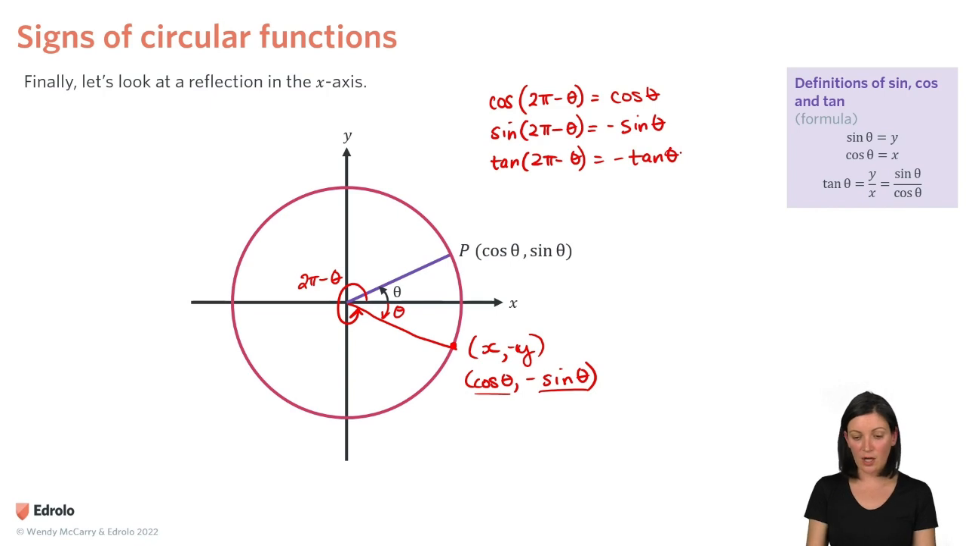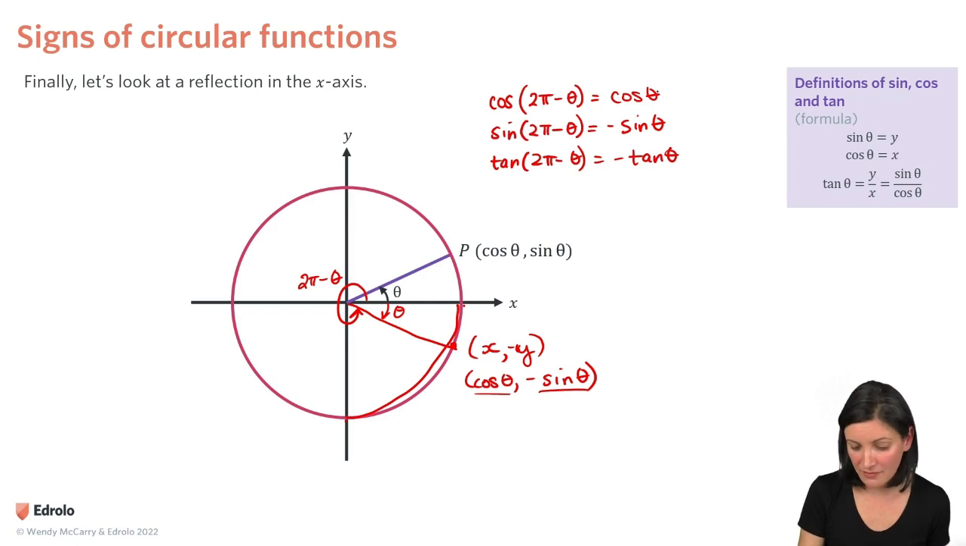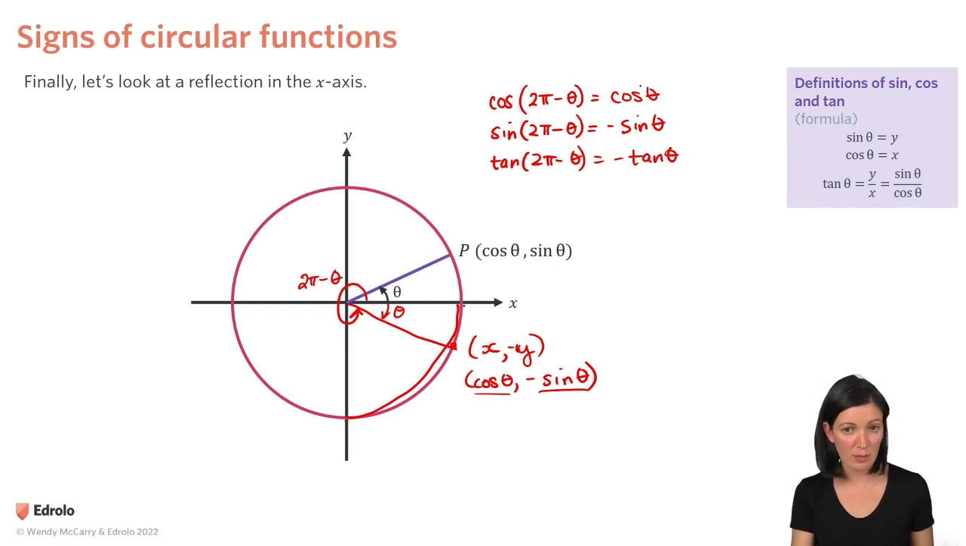So for any angle that is between 3 pi on 2 and 2 pi, so that's in quadrant 4, the value of the cos of that angle is going to be positive, but the value of the sine and tan of that angle is going to be negative. We're going to look at some examples with numbers and it'll become a little bit more clear. But that's just where these relationships come from.